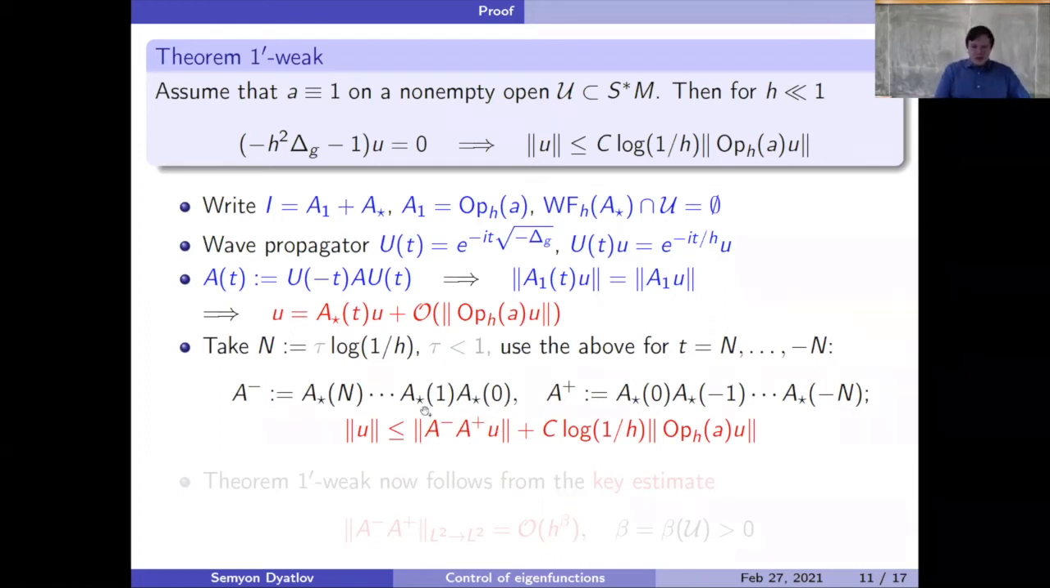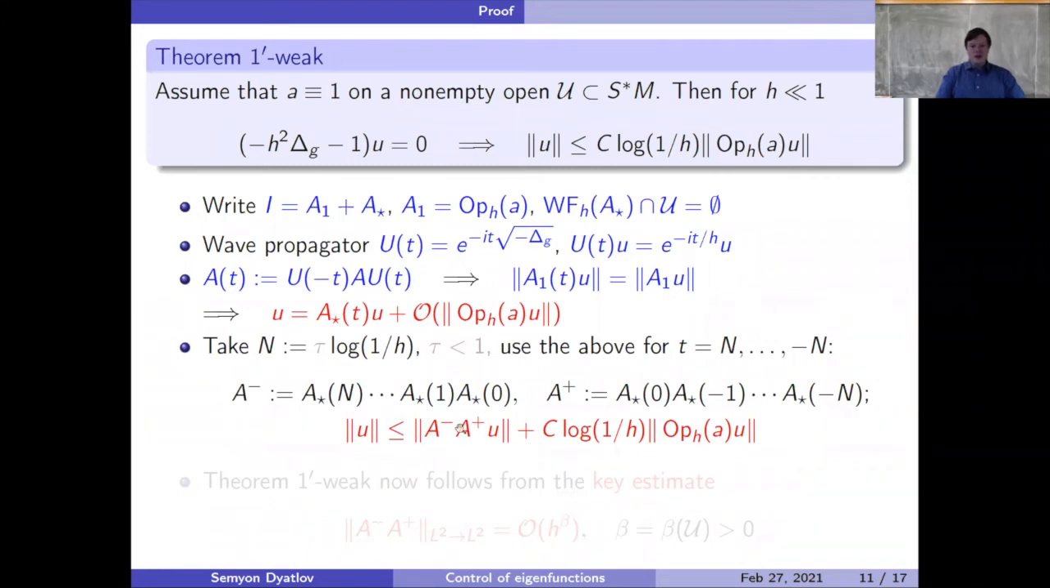So here you have these localizations in forward time, to trajectories which didn't go through the hole in forward time for time log 1 over h, and backwards in time for time log 1 over h. So these are A minus and A plus. And each of them you can make sense of as a pseudo-differential operator. You can really think of them as quantized observables. You can still think of these operators as localizing to some exotic looking but still bearable sets in S star M, that again are sets where you didn't go through the hole for positive or negative times.